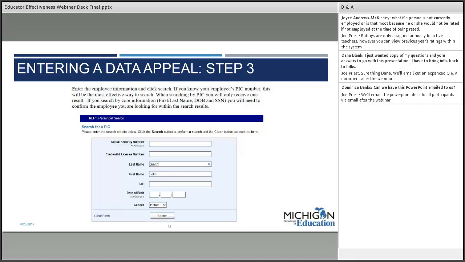So when you're viewing your ratings within the MOEX system and deciding whether you need to have an appeal submitted or not, I would recommend writing down your PIC number. That can come in handy for a couple of different reasons that we'll talk about later. But most importantly, it'll help identify your record instead of several hundred results for John Smith.